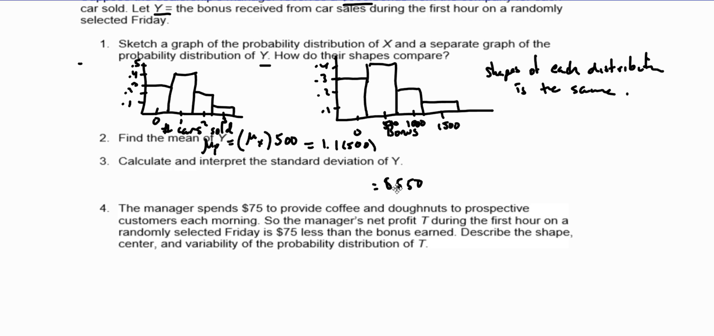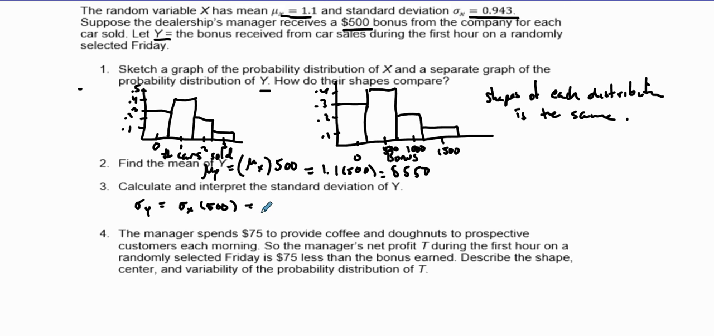All right. So now how do we find our standard deviation? Interpret this. Well, our standard deviation of y is going to be the standard deviation of our x, and we're going to also multiply this by 500 because we are multiplying. And so what we can do here is take 0.943, multiply that by 500, and we get a new standard deviation of $471.5. Now, what is that?